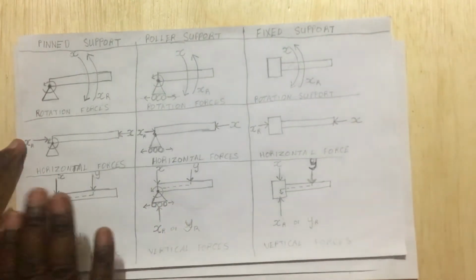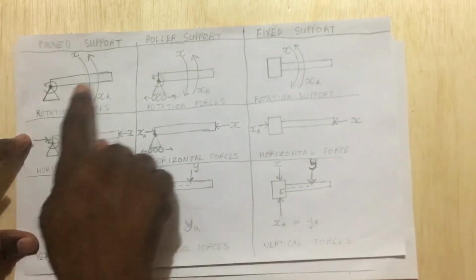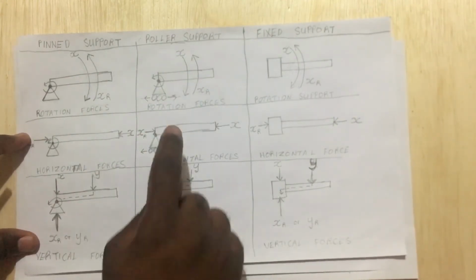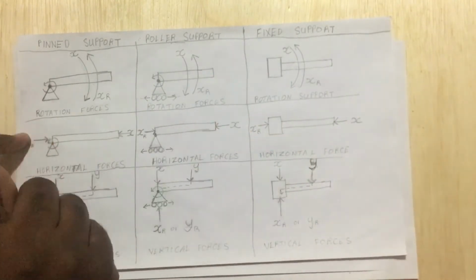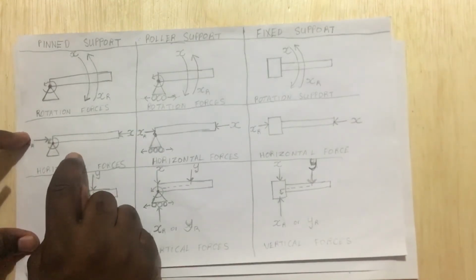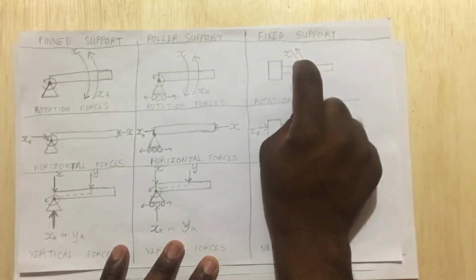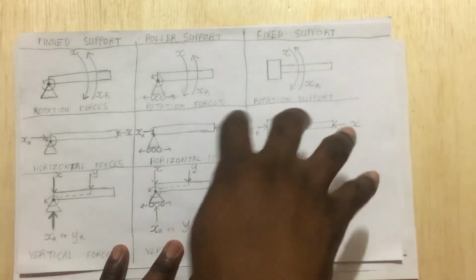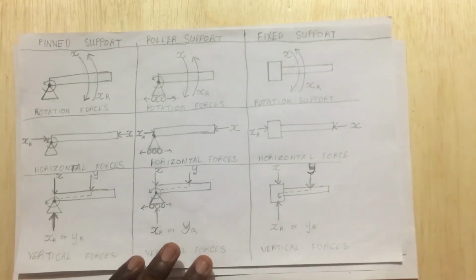So both the pinned support and the roller support facilitate rotational movement. Both of them resist vertical movement. However, the roller support facilitates horizontal movement, and the pinned support resists horizontal movement. If you look at the fixed support, however, it resists rotational movement, horizontal movement, or horizontal forces being applied, and it will also resist vertical forces being applied.